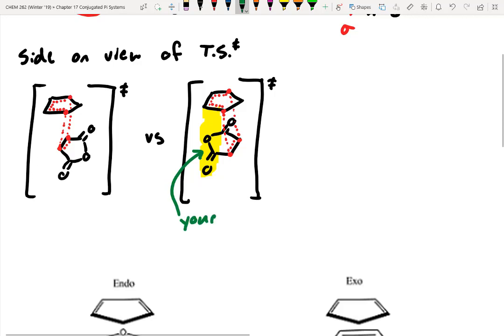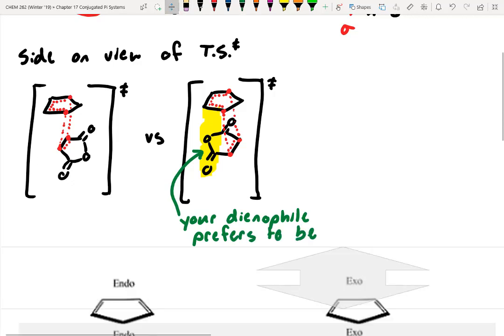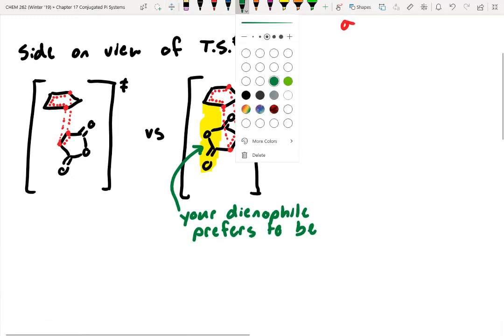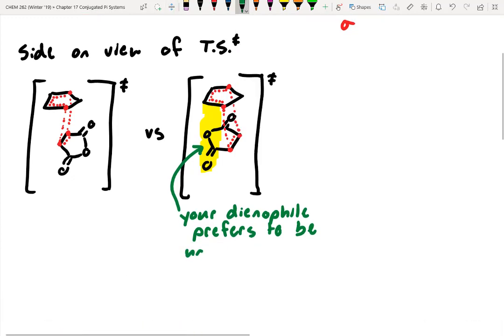Another way of thinking about this is your dienophile prefers to be, let me slide all of this down, underneath your diene in the transition state.